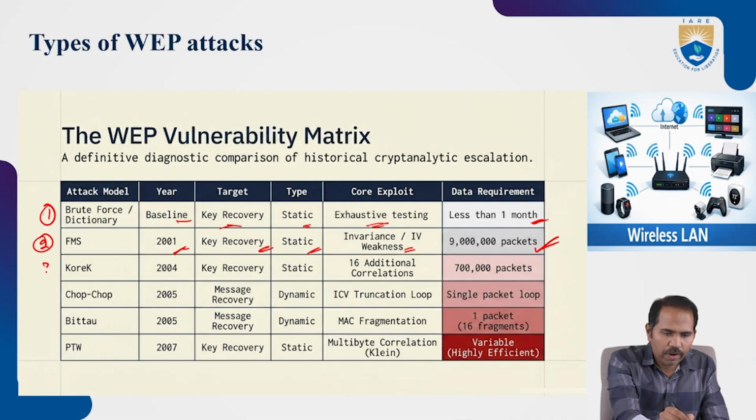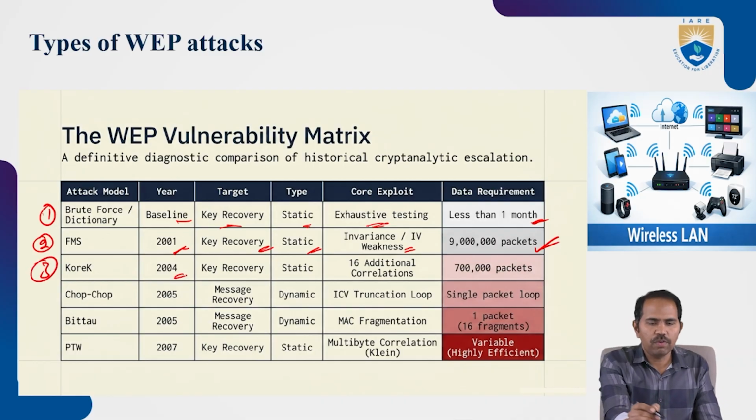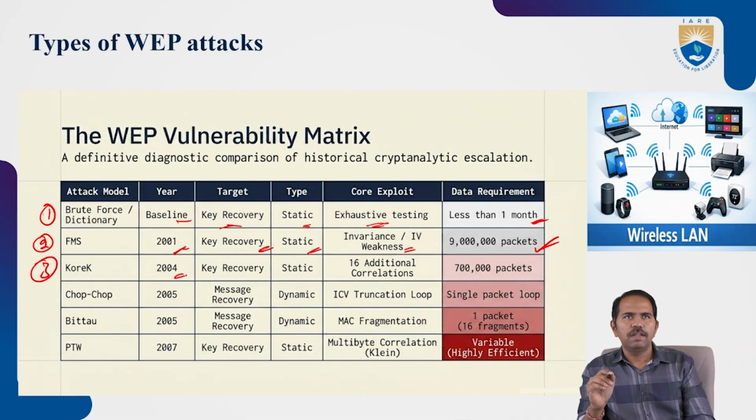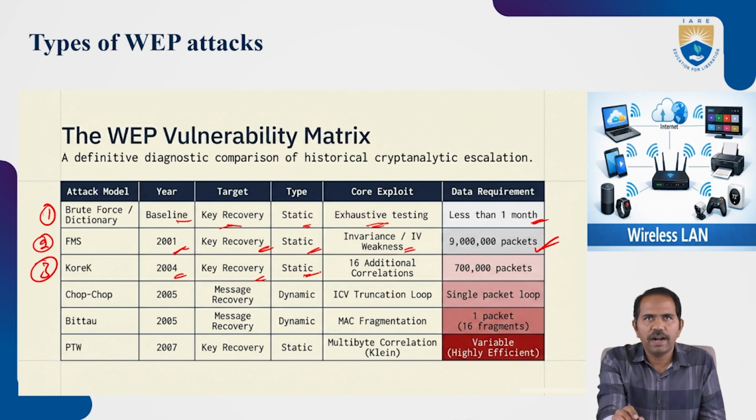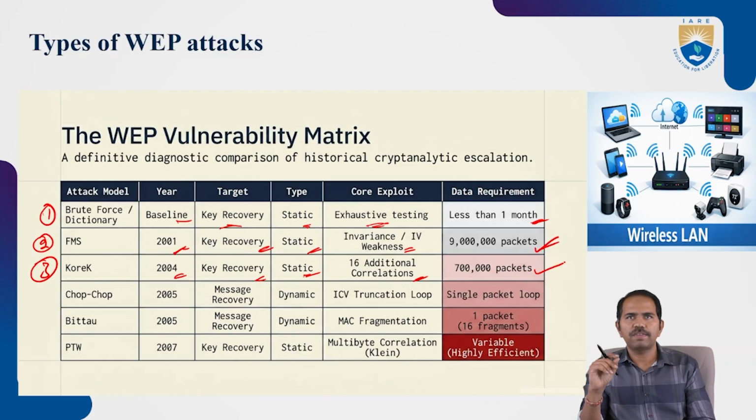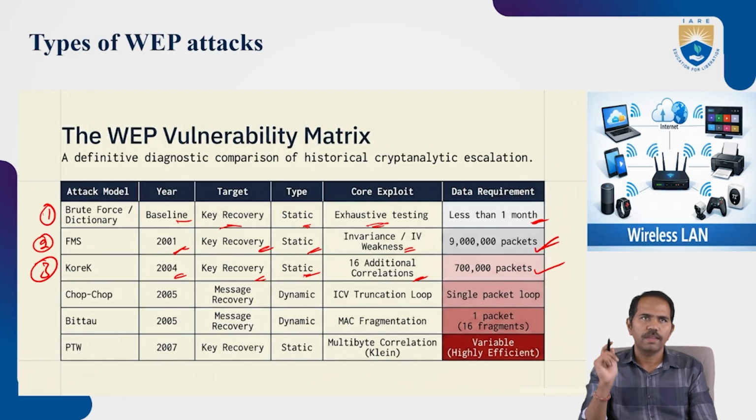The third is KoreK, from the year 2004. It also targets key recovery only. The method is static, and 16 additional correlations are required. The data requirement is 700,000 packets.